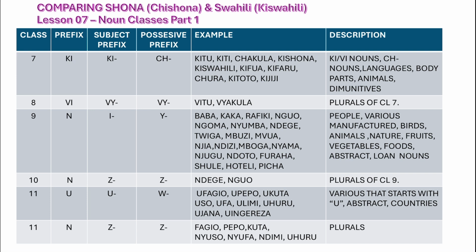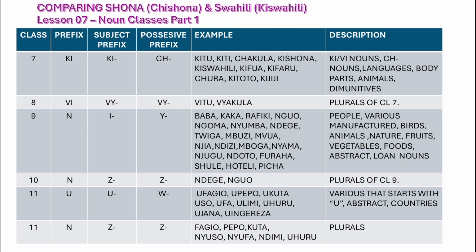Ufa is crack. Ulimi is the tongue. Abstract, uhuru is freedom. Ujana is youth. Countries, Uingereza is England. The plurals of these, for example, ufagio is fagio.